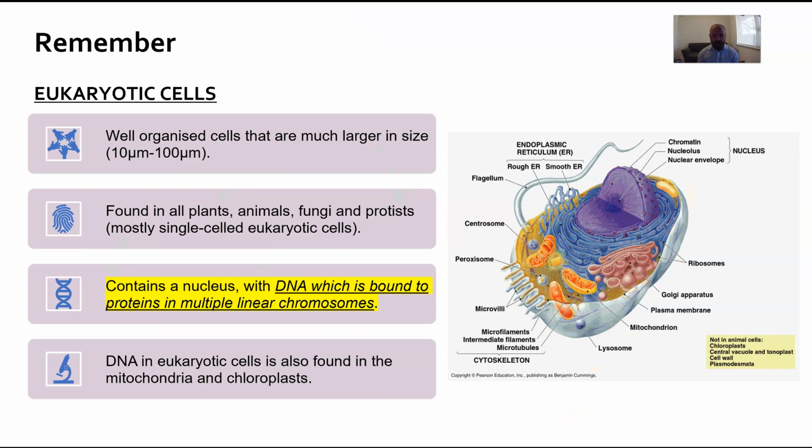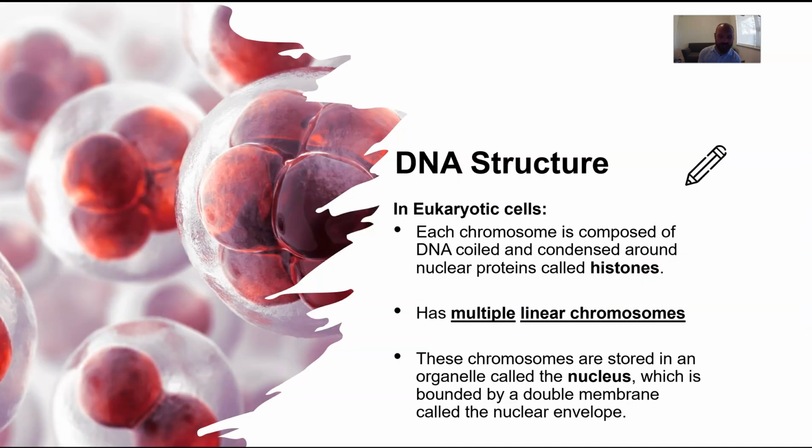Now, this is a bit of a look back at some of our previous learning. I want to draw your attention to the part that's been highlighted in yellow. Now, eukaryotic cells contain a nucleus and they have DNA within that nucleus, which is bound to proteins called histones, and they have multiple of these chromosomes that are linear. So they are the aspects of eukaryotic DNA that are important to remember. And here it is written down for you so that you can take some notes on it.